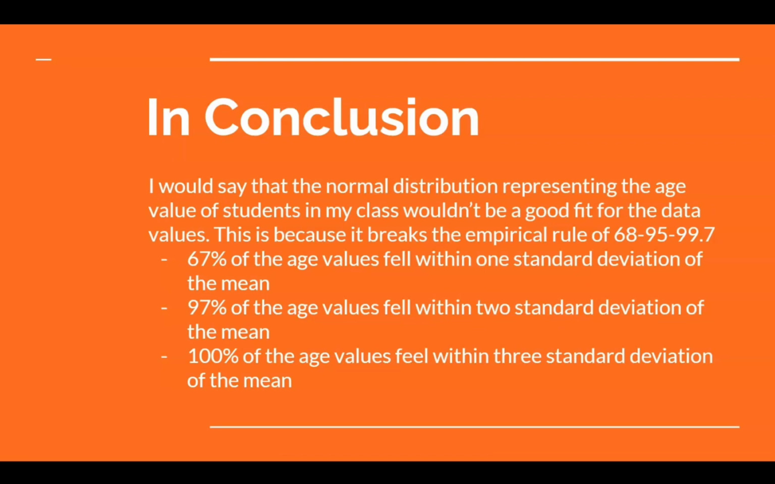This is because it breaks the empirical rule of 68, 95, and 99.7. And 67% of the age values fell within one standard deviation of the mean. 97% of the age values fell within two standard deviations of the mean. And 100% of the age values fell within three standard deviations of the mean. So basically, these age values do not match the empirical rule of 68, 95, and 99.7. So the normal distribution will not be a good representation of these data values.